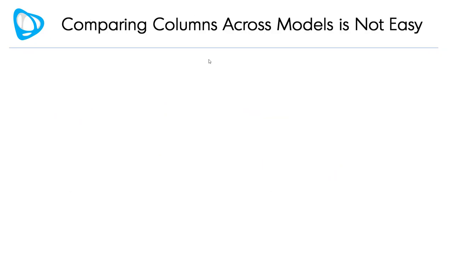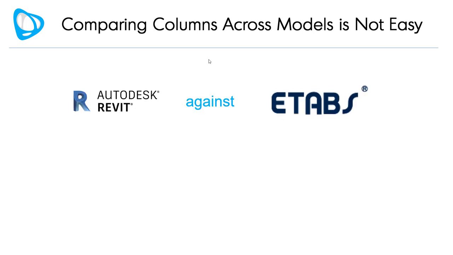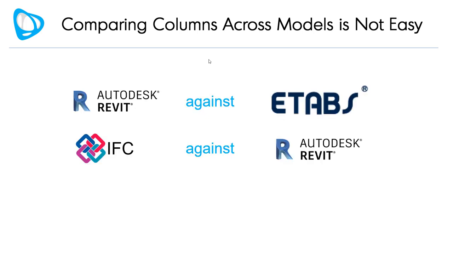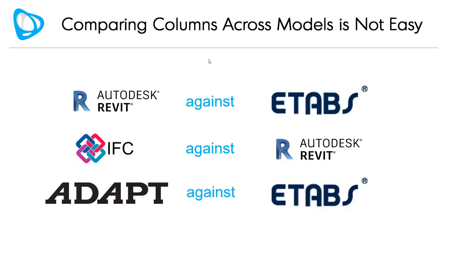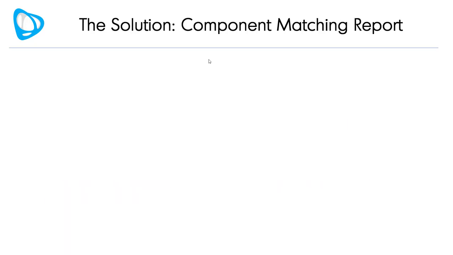Comparing columns across models is not easy. You may have to compare Revit against ETABS, an IFC representation against Revit, or compare your two analytic models. There is a solution, however: Visicon's component matching report.